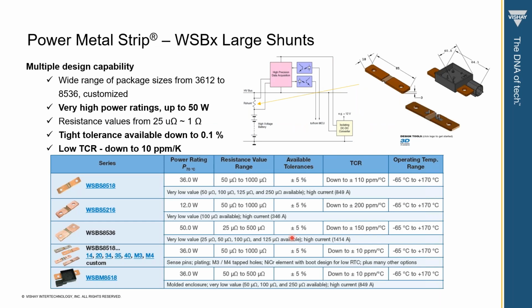The next one I will cover is our WSPX large shunt current sensing resistor. We have a wide range of packages available from 3612 to 8536, and we are able to allow customers customization. The power rating can be up to 50 watt. Resistance value is from 20 micro ohm to 1 ohm. The tolerance can be as low as 0.1%, and the TCR we can go down to 10 ppm.